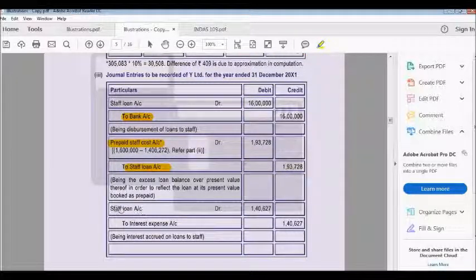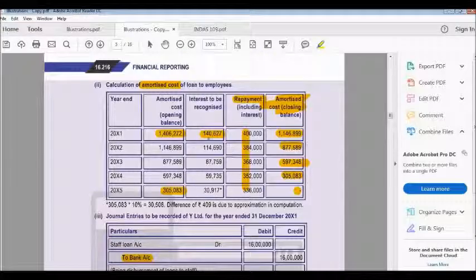And then staff loan account debit to interest expense. So this is the interest expense for which an entry is required to be made every single year, like 1,40,627.